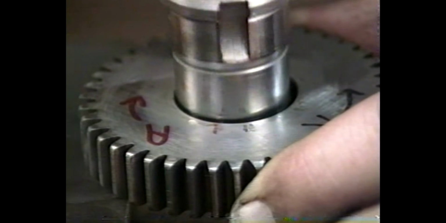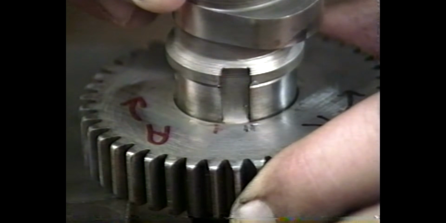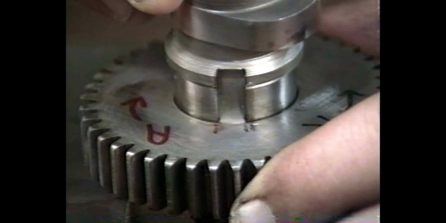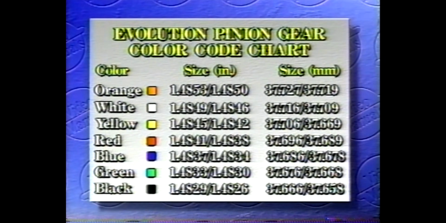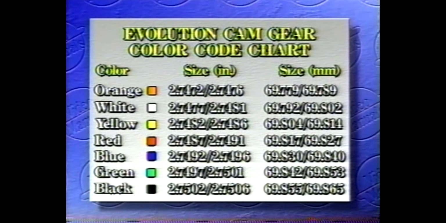In our case, we prefer to select a smaller pinion gear because then we don't have to reset our camshaft timing. Both the cam drive gears and the pinion gears are available in approximately 0.001 of an inch increments on their respective pitch diameters.